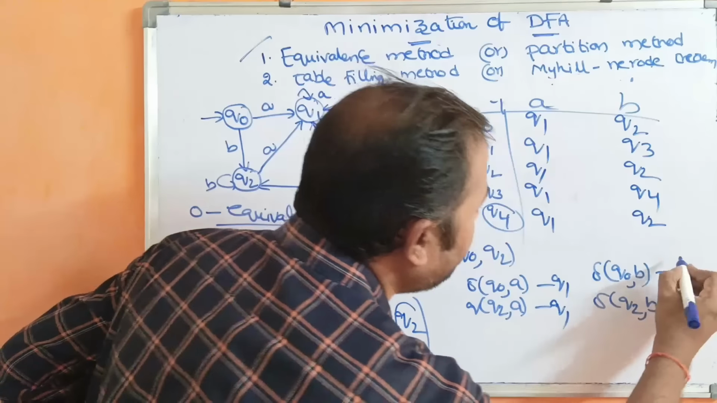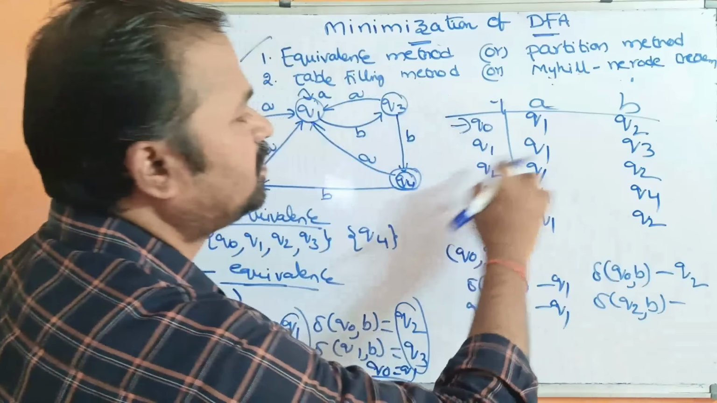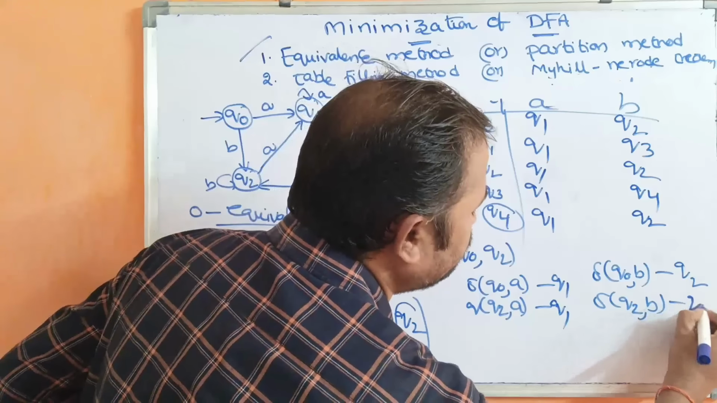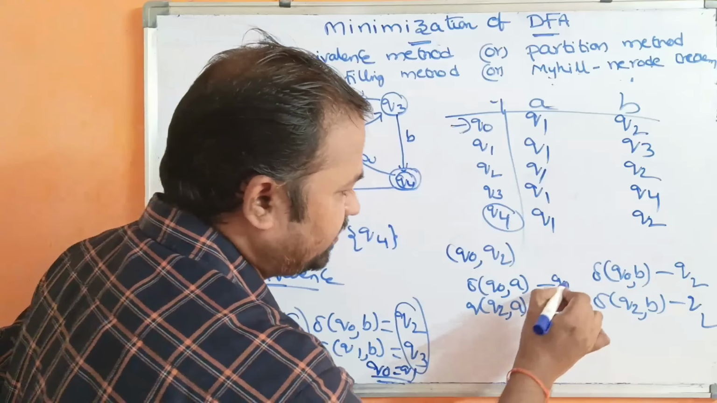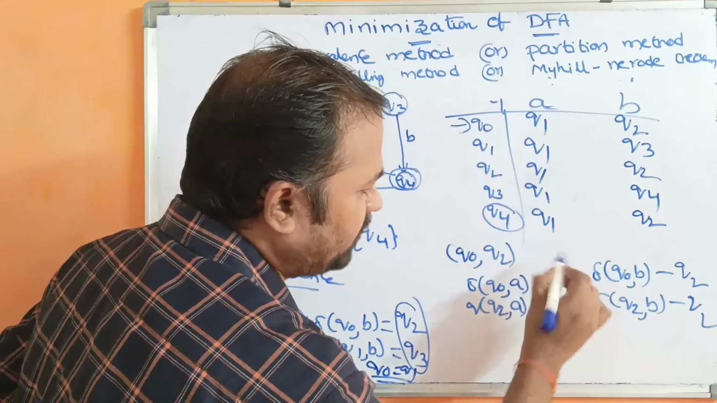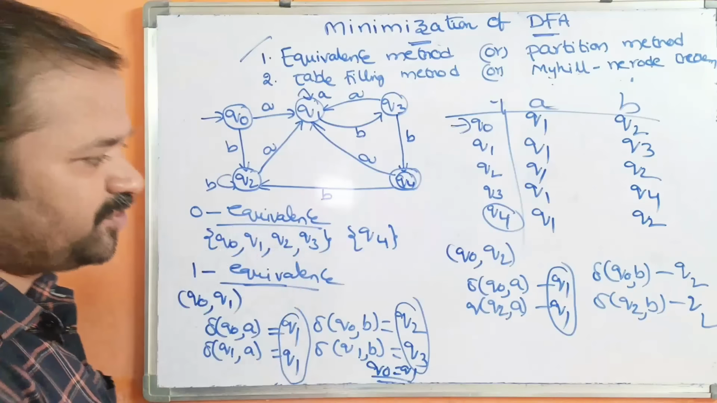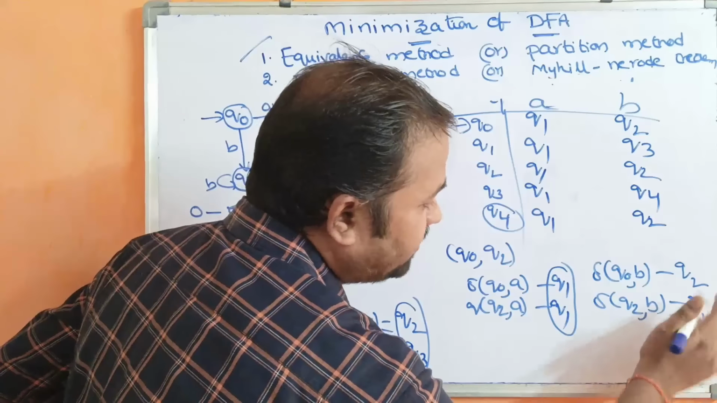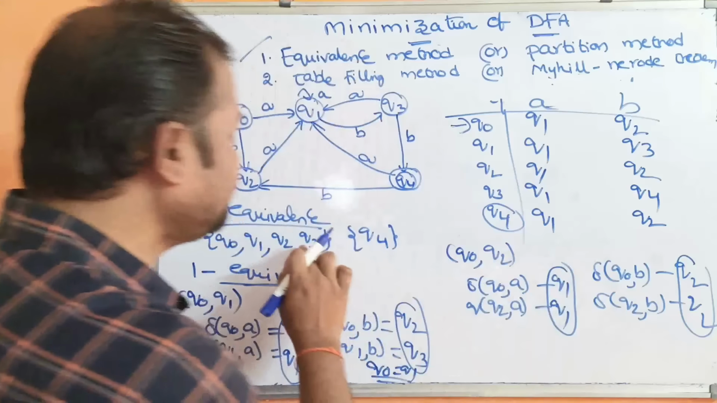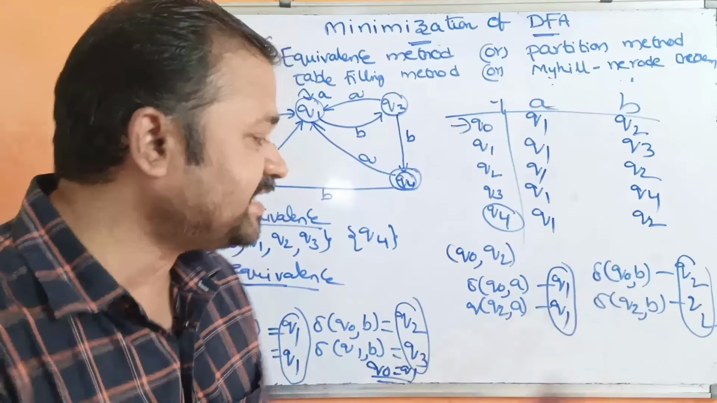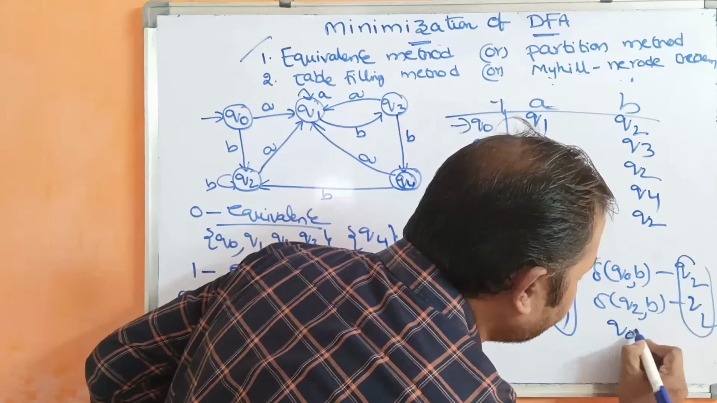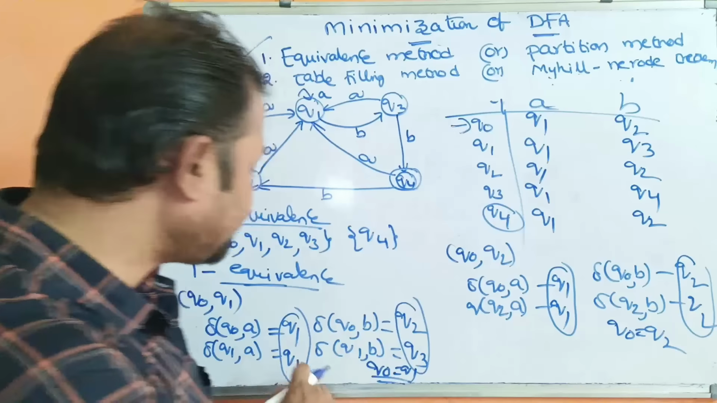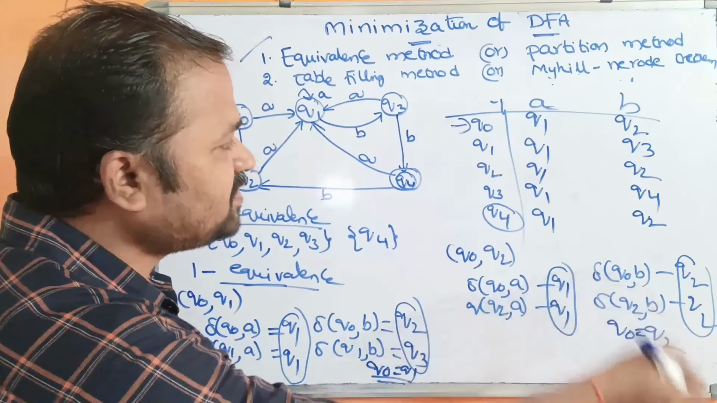Next to Q0 comma B, Q2. Q2 comma B, Q2. Here we have Q1. Q1 is present in one set only. Here also we got Q2, so Q2 is present in one set only. So we can say that Q0 equals Q2. So Q0 equals Q1, Q0 equals Q2.